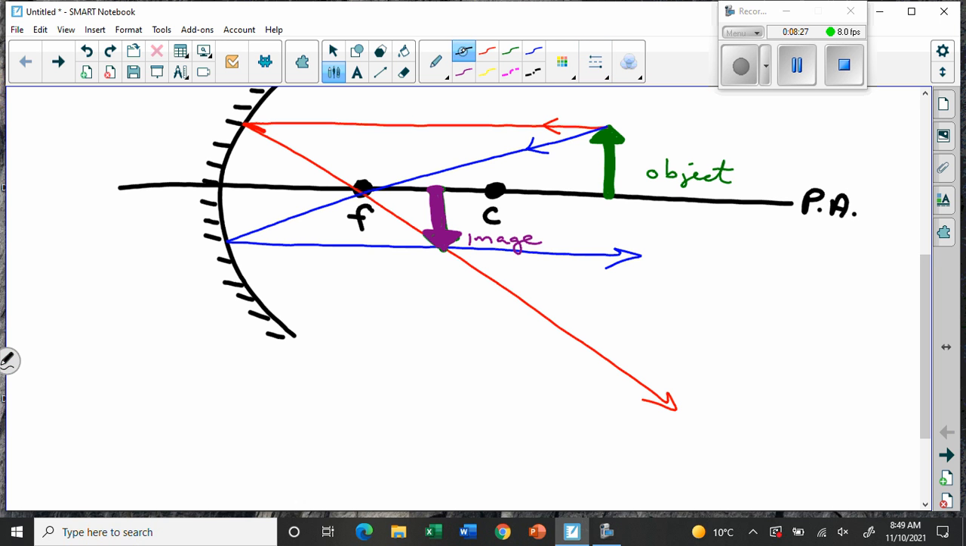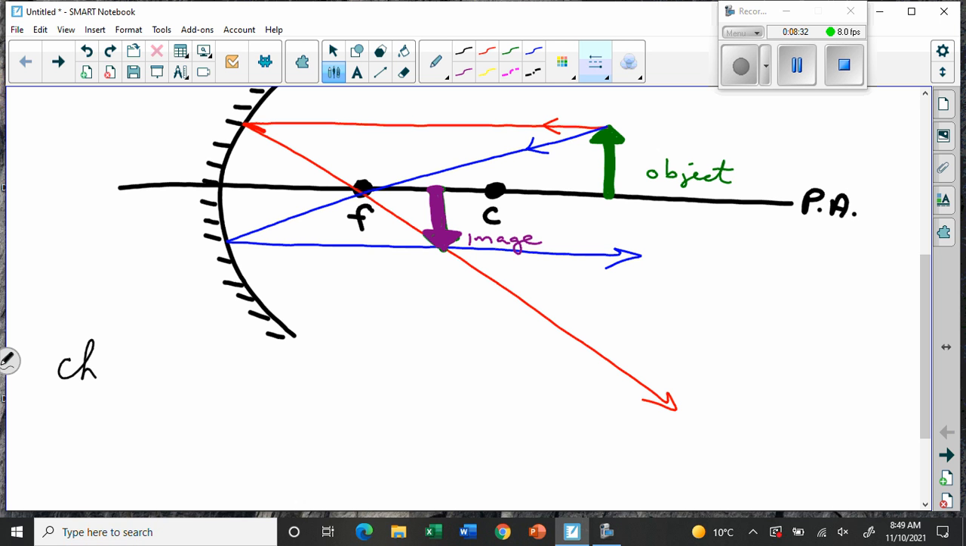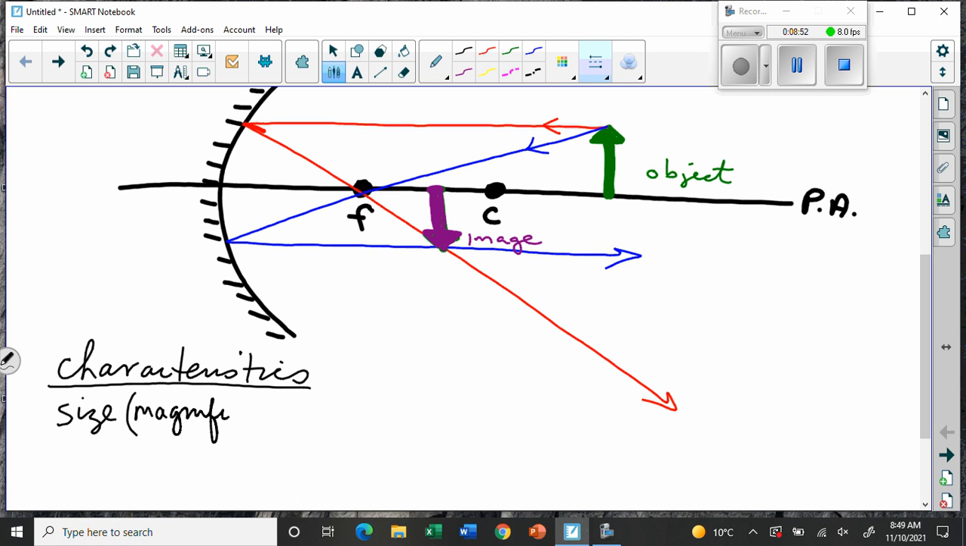So now what we can do is we can describe the characteristics of this image. We're going to talk about its properties. One of the things we like to look at is the size of the image. The size, right? Now, sometimes we use another word for the size, and that is the magnification. The magnification of the image.